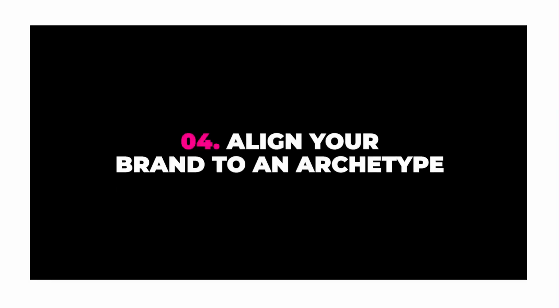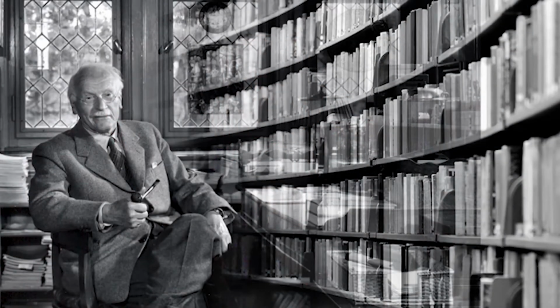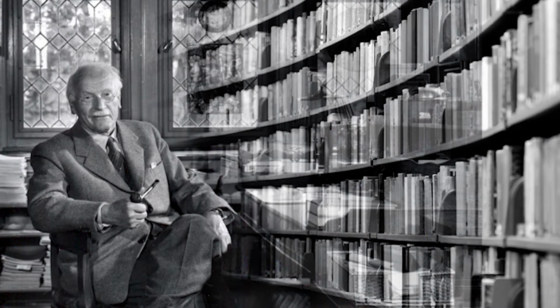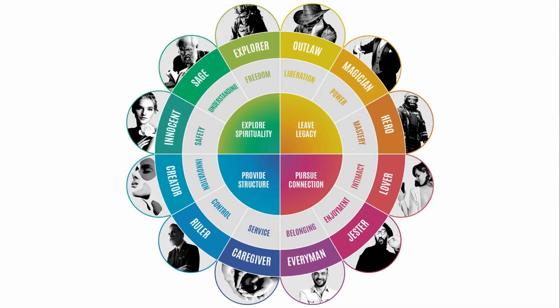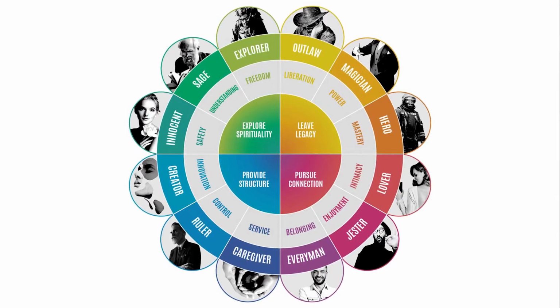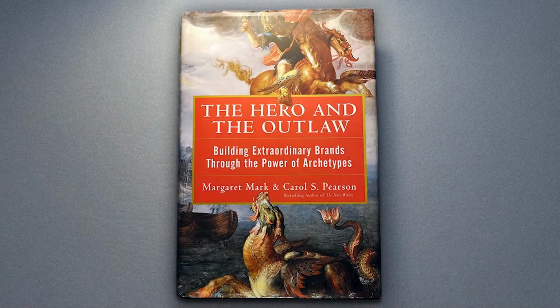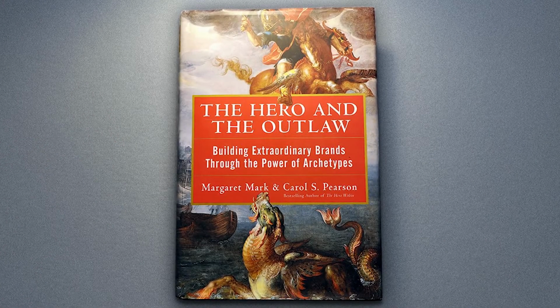Number 4, align your brand with an archetype. Now, archetypes were developed initially by Carl Jung in the early 20th century as a way to categorize all personalities. Now, this framework is made up of 12 distinct personalities that represent pretty much all human personalities. You're more closely aligned with 1 or 2 of these personalities than the others. Now, archetypes were brought into the branding spectrum by Margaret Mark and Carl Pearson in their book, The Hero and the Outlaw. And we can use the archetypes framework as a way to identify who our audience is and what characteristics we should align our brand to.